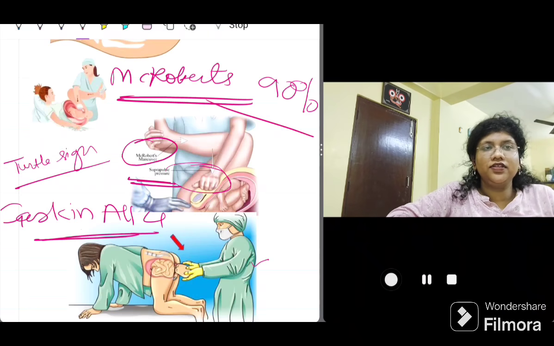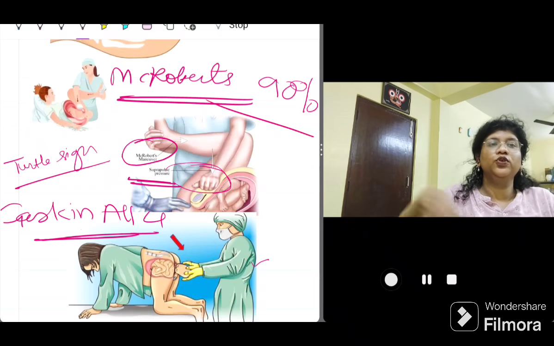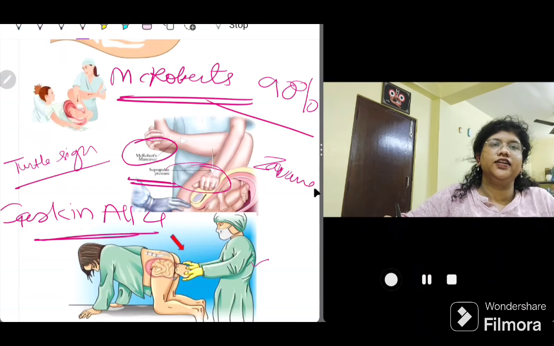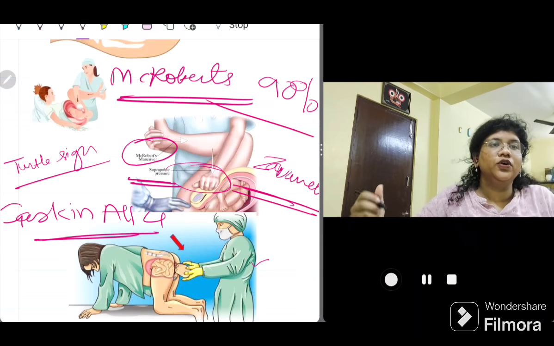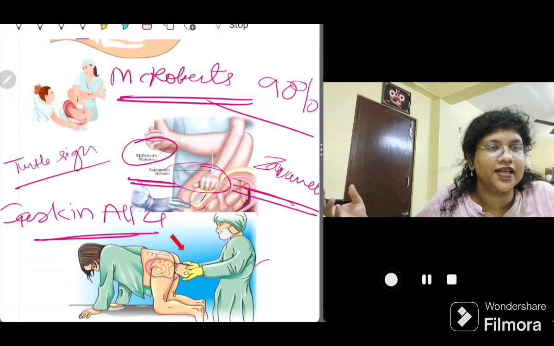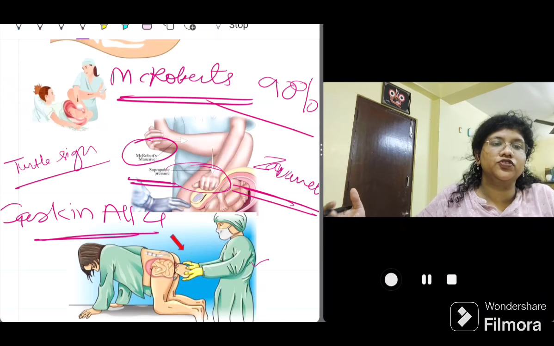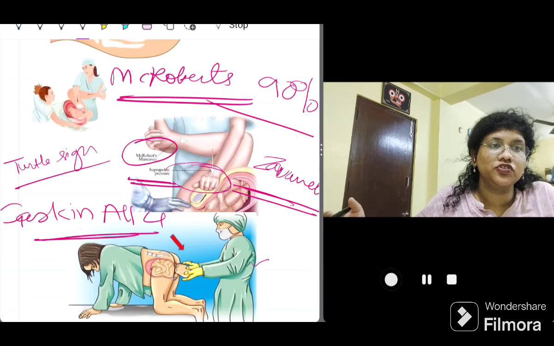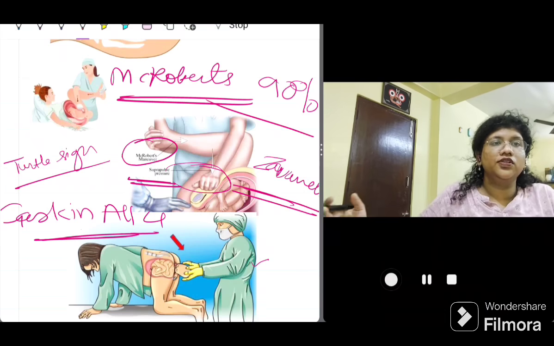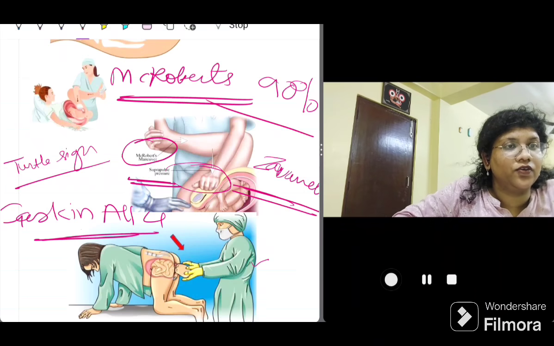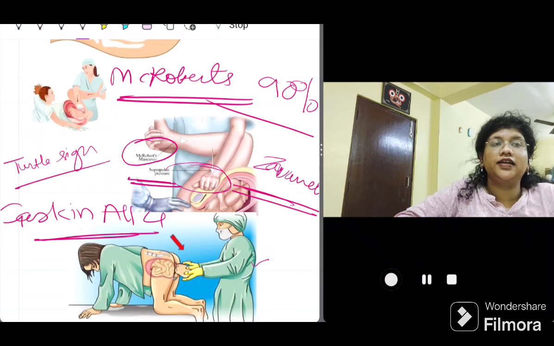Now lastly, if everything fails, you have tried all the maneuvers, then you did Gaskin all-four also, and it didn't work out, then you have to resort to the last one, that is the Zavanelli. Zavanelli is when you push the fetal head inside and take her up for a cesarean section. It's also known as cephalic restitution abdominal rescue. In this you are going to give up and take her for an immediate cesarean section, and that is why I said the presence of an anesthesiologist and pediatrician is also very important when you are dealing with a case of shoulder dystocia.